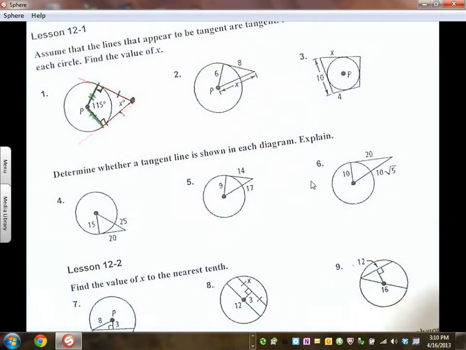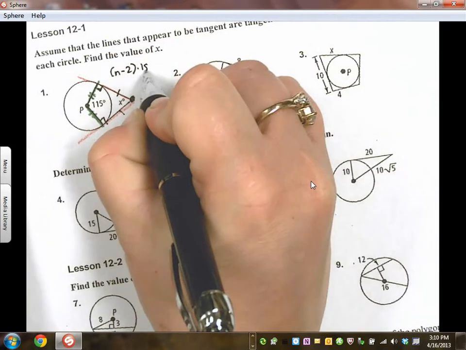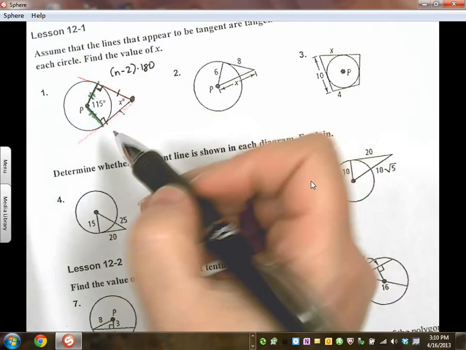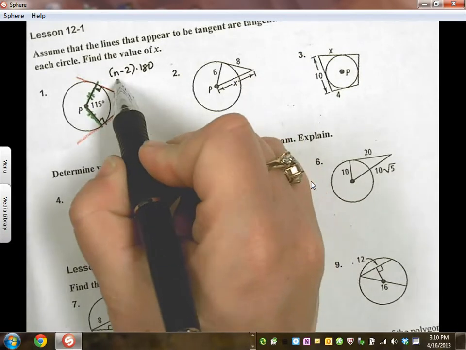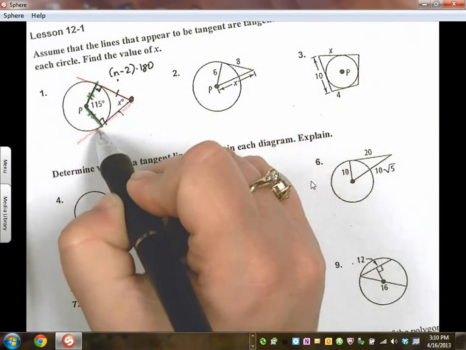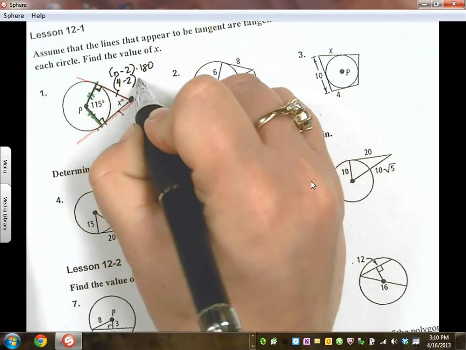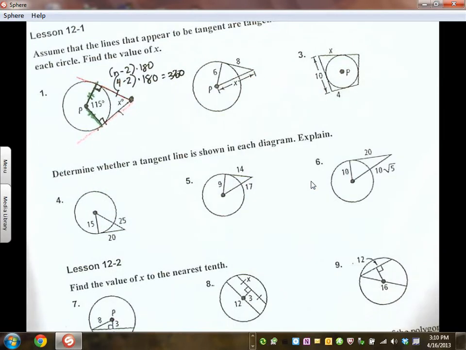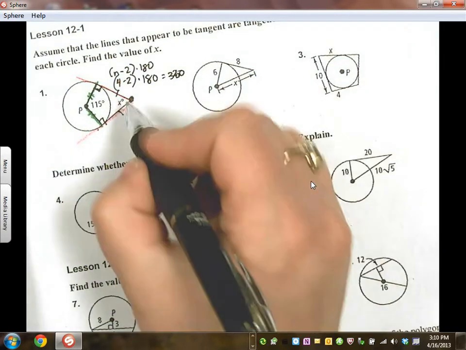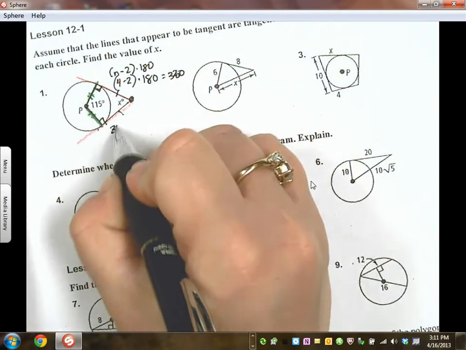We know that all of the angles in a kite sum to some number, and we're going to use this formula to find out what the sum is of all of those angles. And the n is how many sides? Well, this has 1, 2, 3, 4 sides. So 4 minus 2 times 180 equals 360 degrees. So I know that all those angles in this quadrilateral have to add up to 360 degrees.